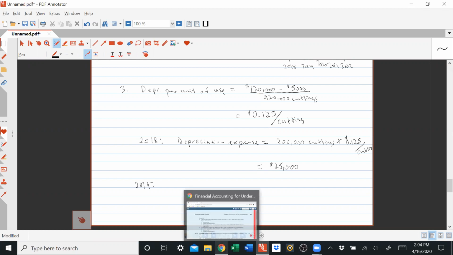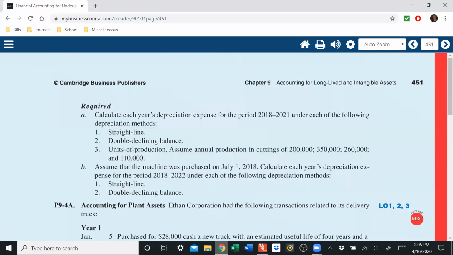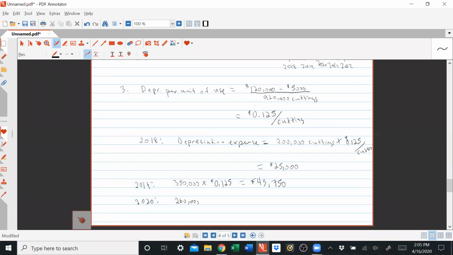2019, it would be 350,000 cuttings multiplied by the depreciation per cutting gives $43,750. 2020, 260,000 cuttings times the depreciation per cutting, and you get $32,500. This is a 5, not a 9. I'm getting sloppy in my writing. Apologize for that.